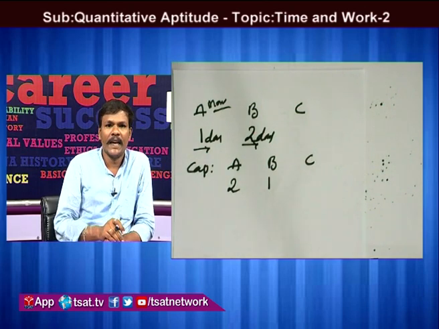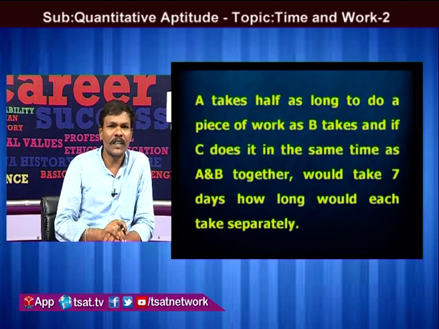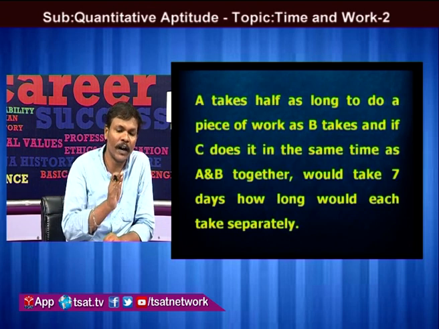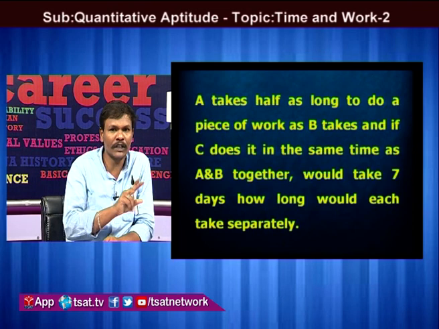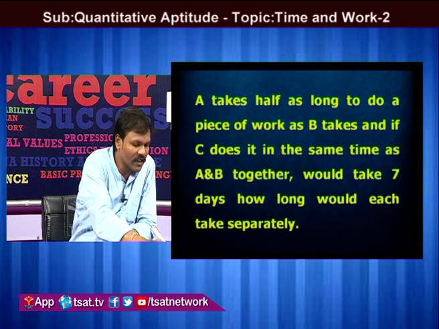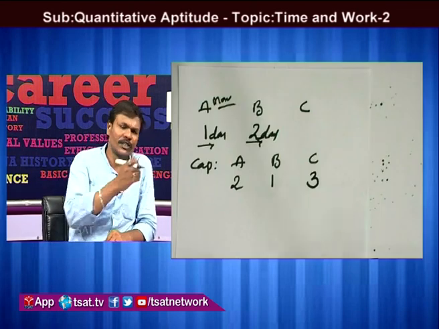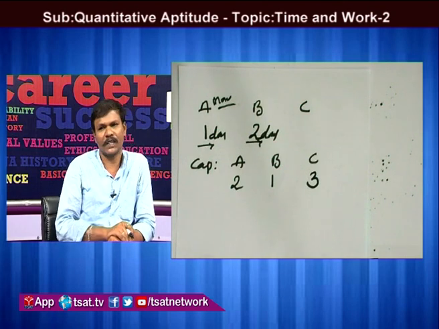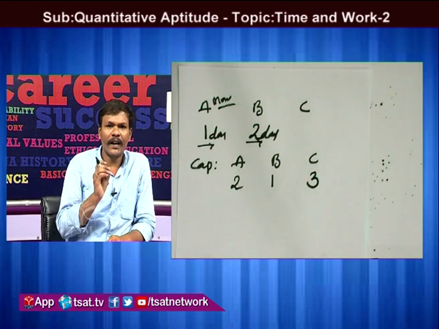Next, C. C does it in the same time as A and B together. How much time is taken? If A and B together, C alone completes it. So C's capacity is whatever A and B have together. A's capacity is 2 parts, B's capacity is 1 part, and C is A and B both, so that is 3 parts. So the capacities are clear.